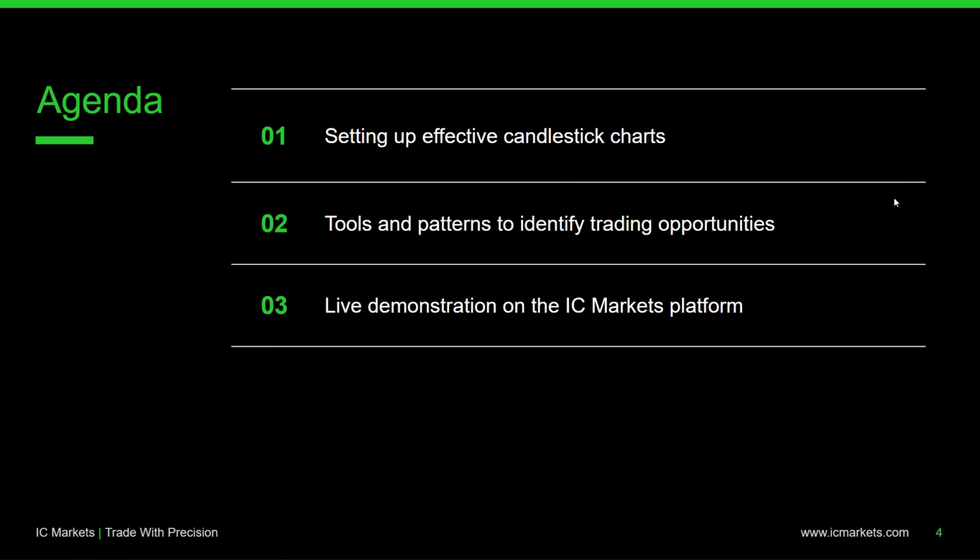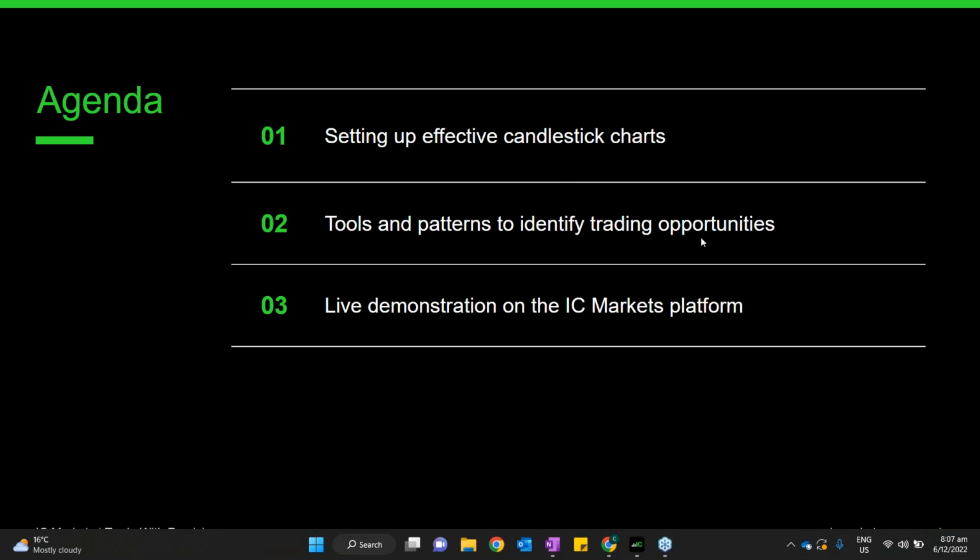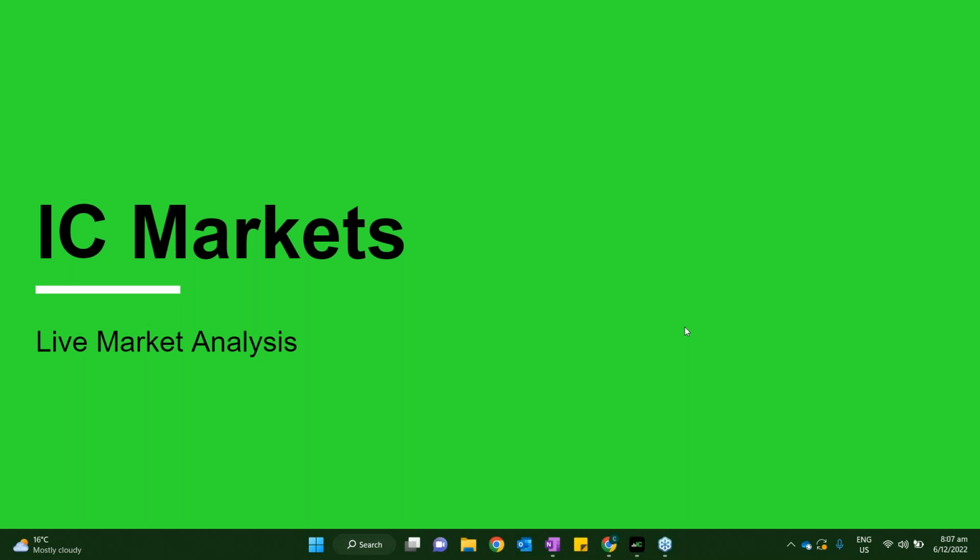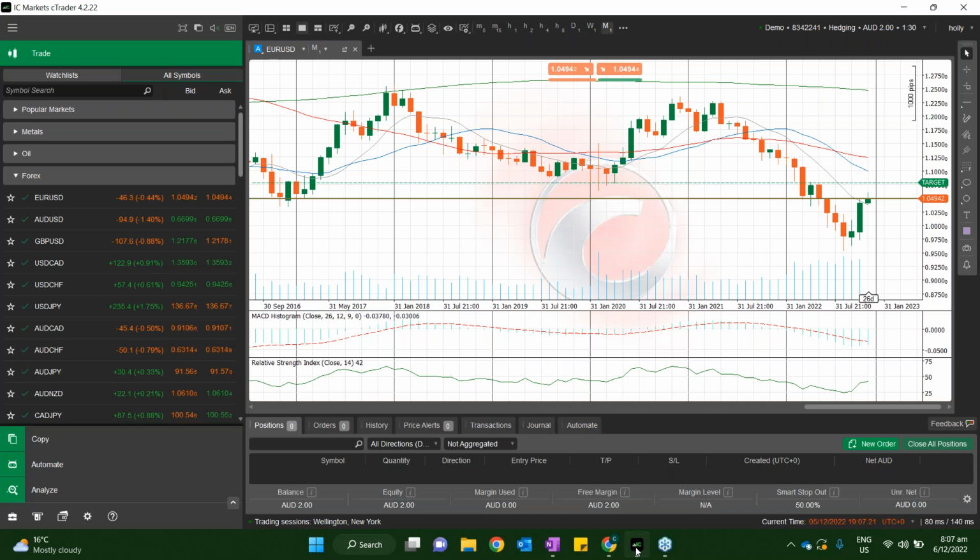Then we will look at tools and patterns to identify trading opportunities, and all of this live on the IC Markets platform. So basically, all of these points can be discovered in a typical live market scan, which is what we do day in, day out as traders. So I'm just going to jump into live markets. And I have to say, I wasn't particularly well yesterday. So this is the first time this week I've looked at the markets, which is good for you because I can show you exactly what I do when I jump into the markets for the first time.